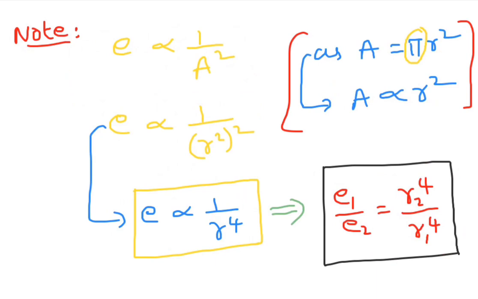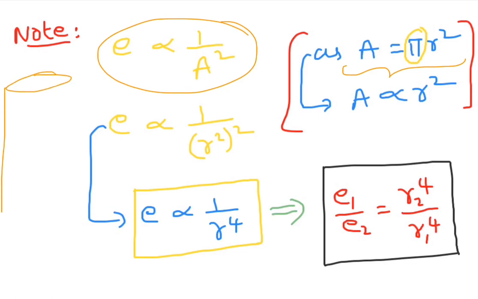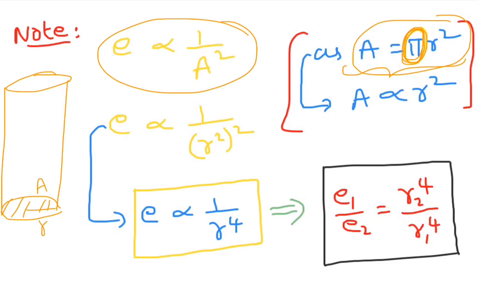What the next one means here, E is proportional to 1 by A square. But what is A? Cross-sectional area can be written as pi r square. Suppose I have taken this cylinder, a wire; this is the cross-sectional area, the radius is r. Cross-sectional area is A, so area equals pi r square. Anyhow, you know that pi is constant. As pi is constant, I can write A is proportional to r square. So how are cross-sectional area and radius related? A is proportional to r square.